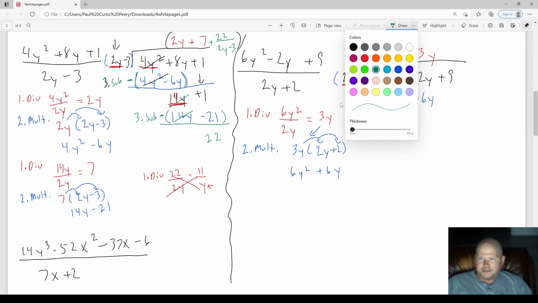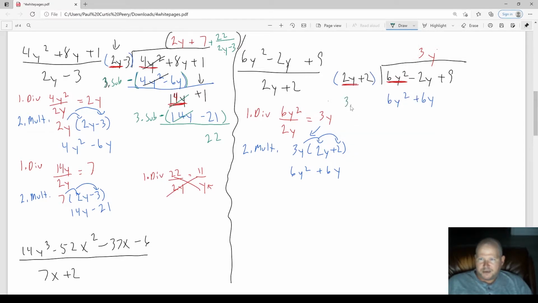Now we're going to move on to the next step. The third step is subtraction. So we're going to subtract this entire product right there. And now we are going to start canceling some stuff out. So we say 6y squared minus 6y squared. Those cancel out. Nice. And then we say negative 2y minus positive 6y. So negative 2 minus 6 is negative 8. Just keep the y. And bring down the 9.